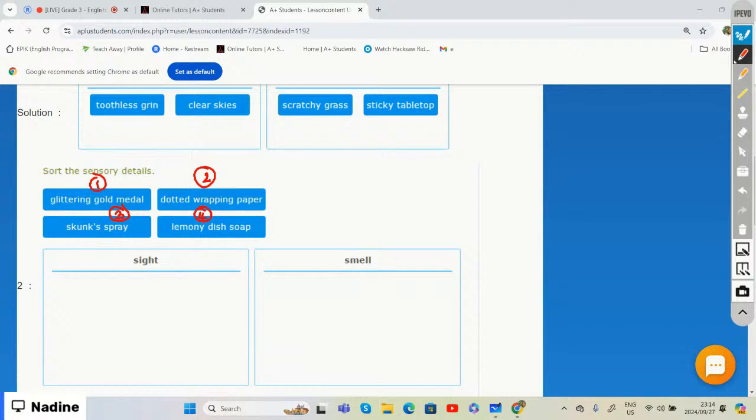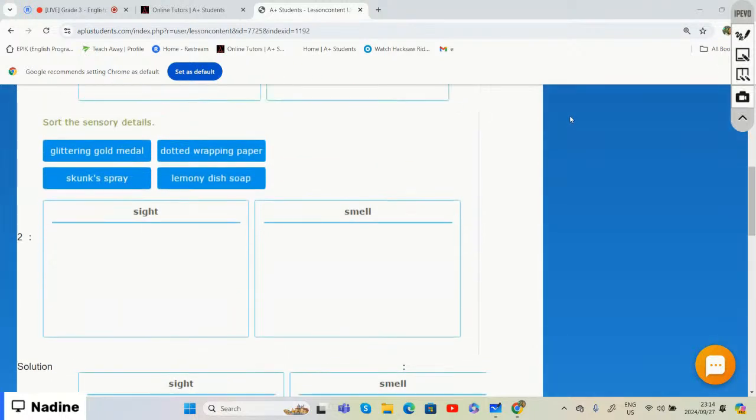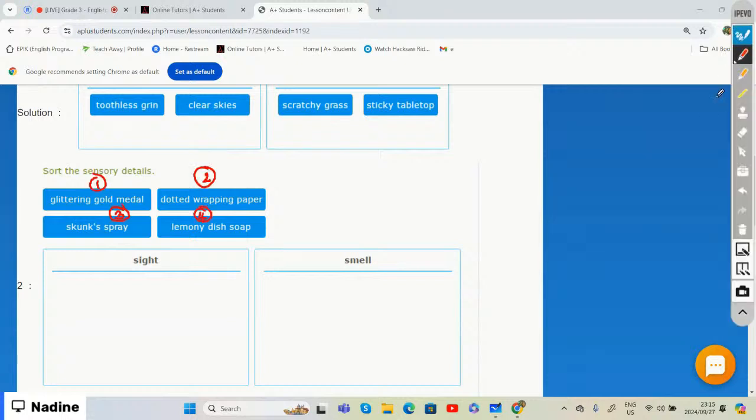So we now need to sort out those words under things that you can see and things that you can smell. If we look at the four sensory details, what are the things that we can see and what are the things that we can only smell?